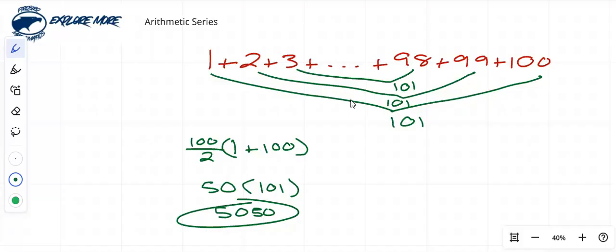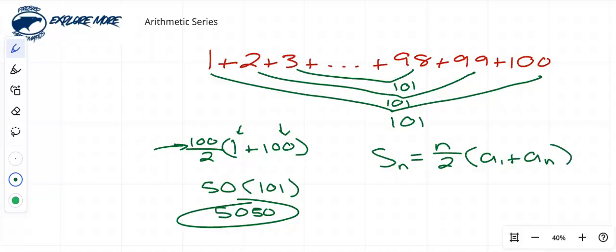Okay, so if you look at this, there's a formula that we're developing here, where we take the first term, which is 1, plus the last term, which is 100, and then we want to know the number of terms. We have 100 terms and divide that by 2. And so the formula to find the sum of the first n terms of an arithmetic series is n over 2 times the first term, a1, plus the last term, an.